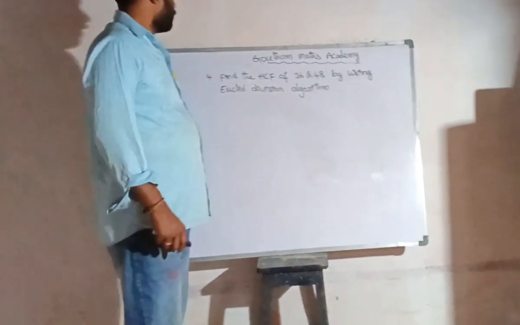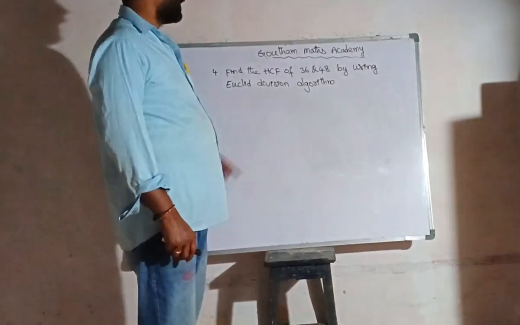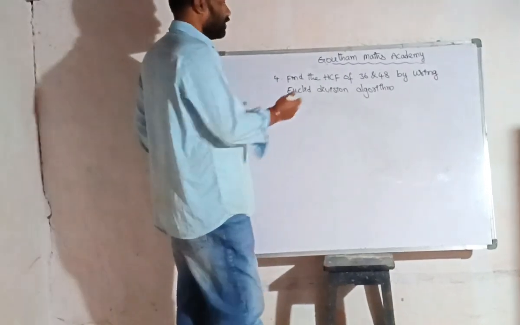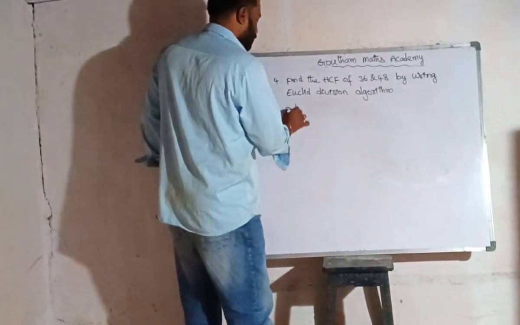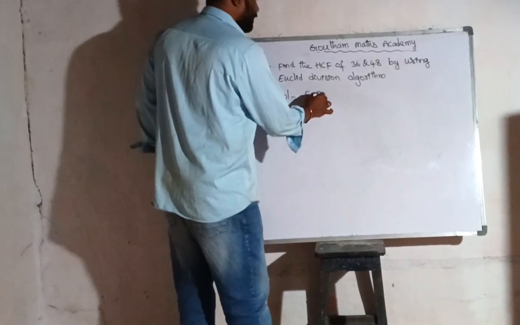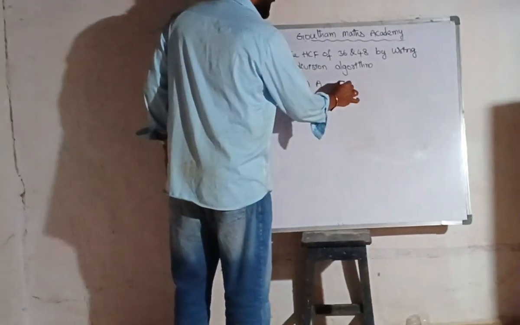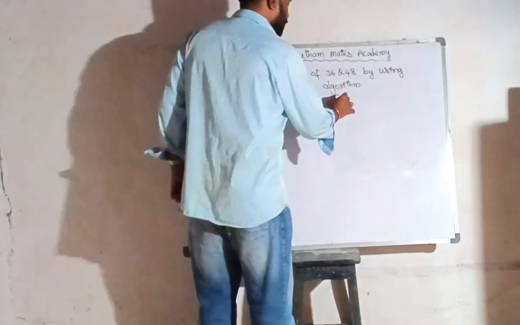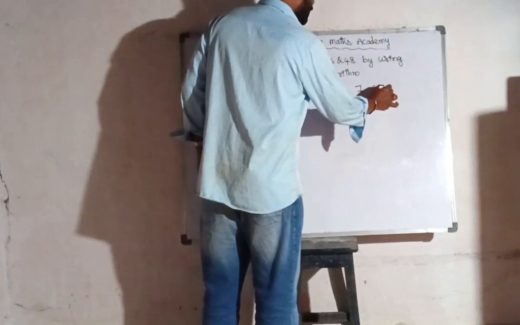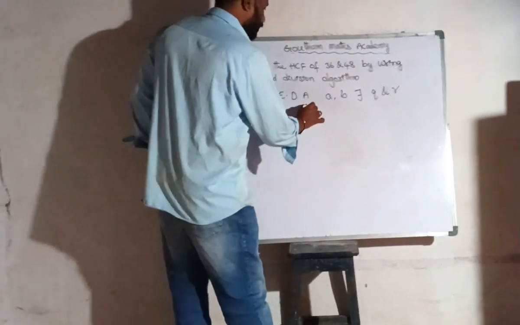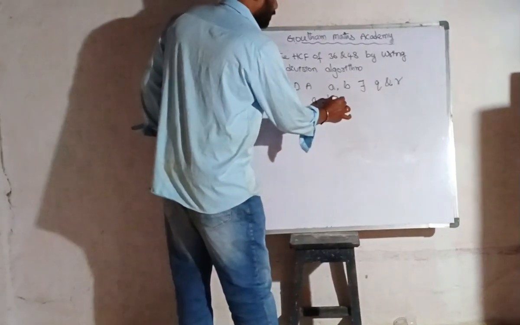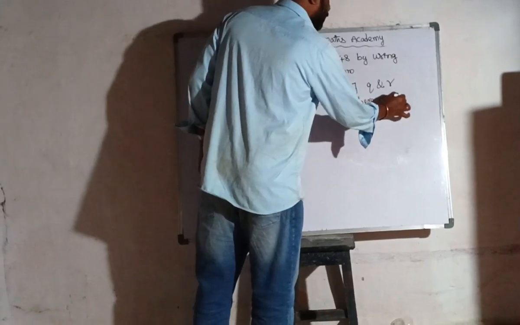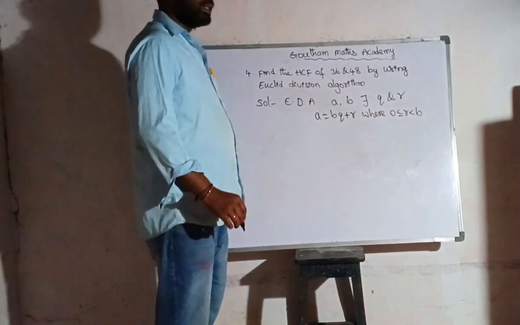Fourth question. Find the HCF of 36 and 48 by using Euclid division algorithm. Euclid division algorithm: if a, b are two positive numbers, there exist q and r satisfying a is equal to bq plus r, where 0 is less than or equal to r less than b. This is Euclid division algorithm.